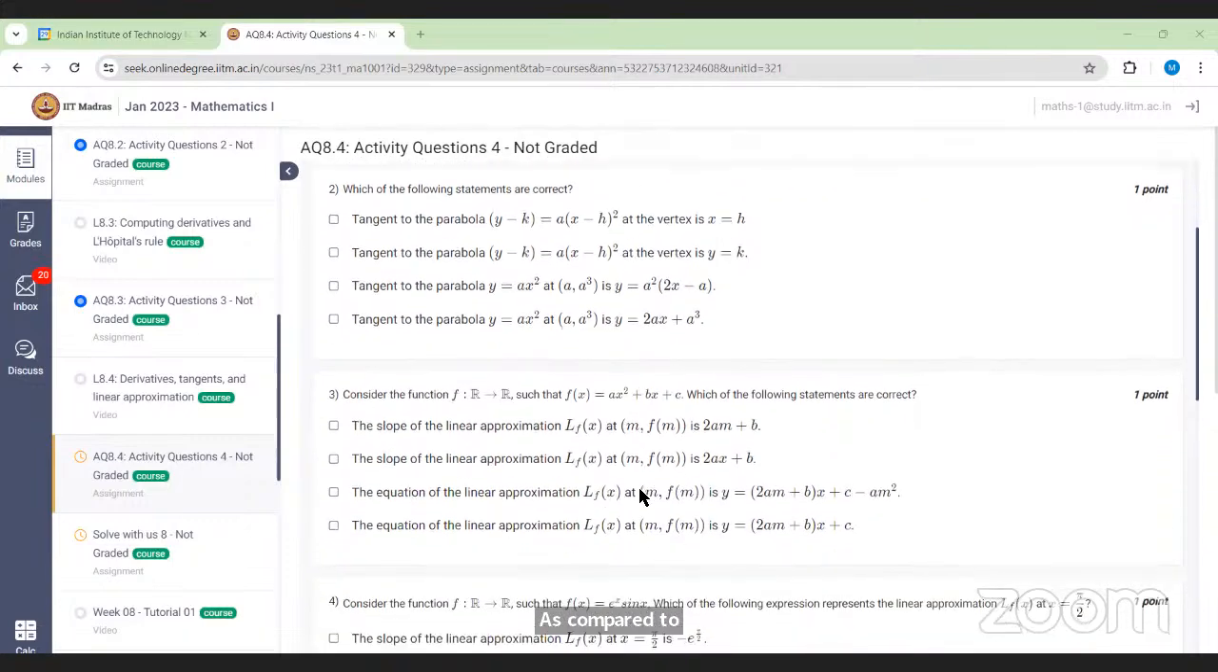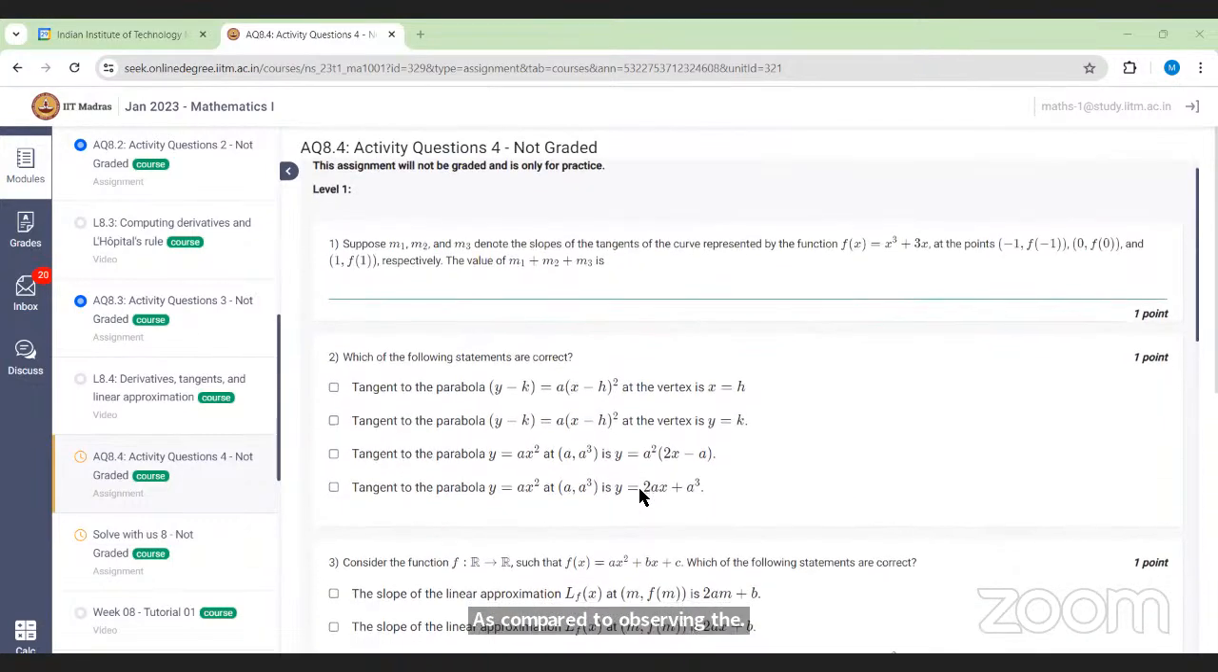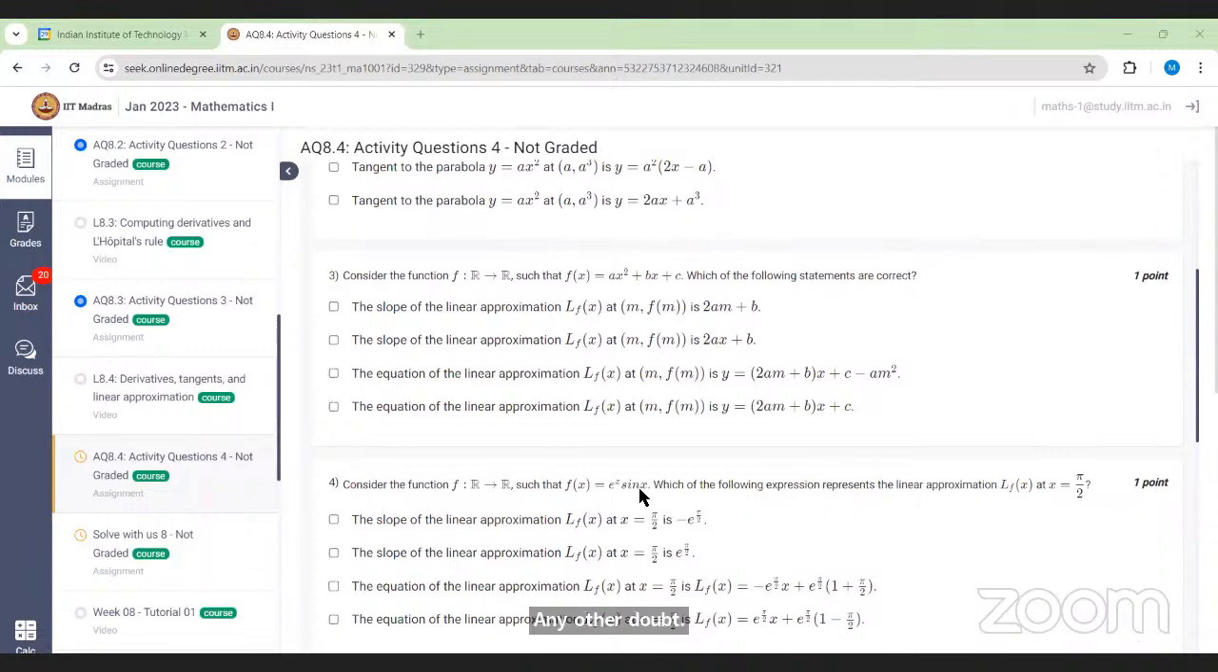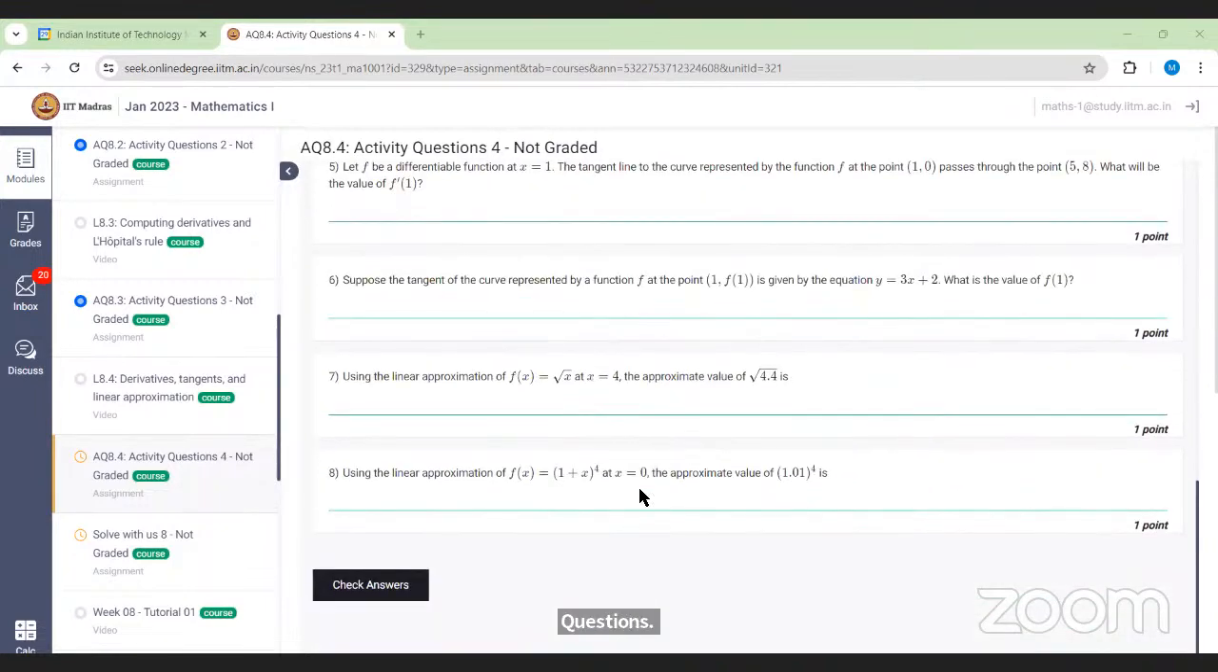Okay. Any other doubt? Question first, 7. Second, 7. So use the linear approximation. This question, I think I already took last time. So in this question, f(x) is given to you, and we know that whenever we have to approximate the value at a certain point, we'll use linear approximation.